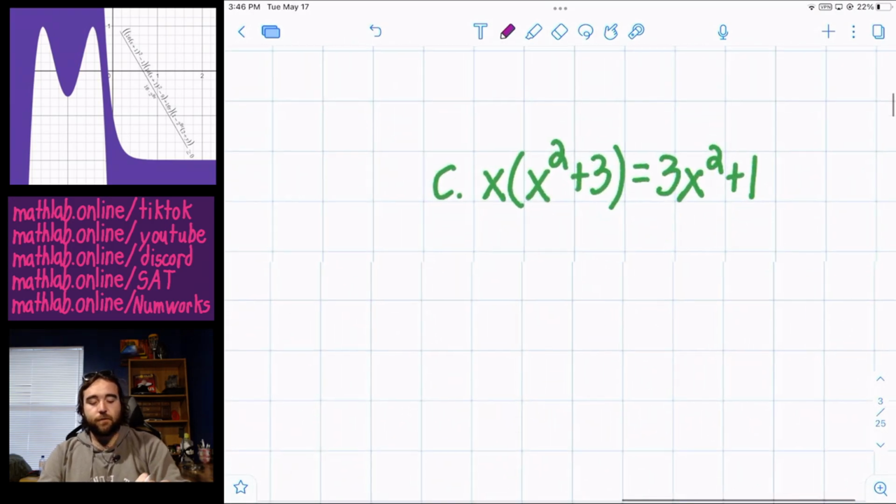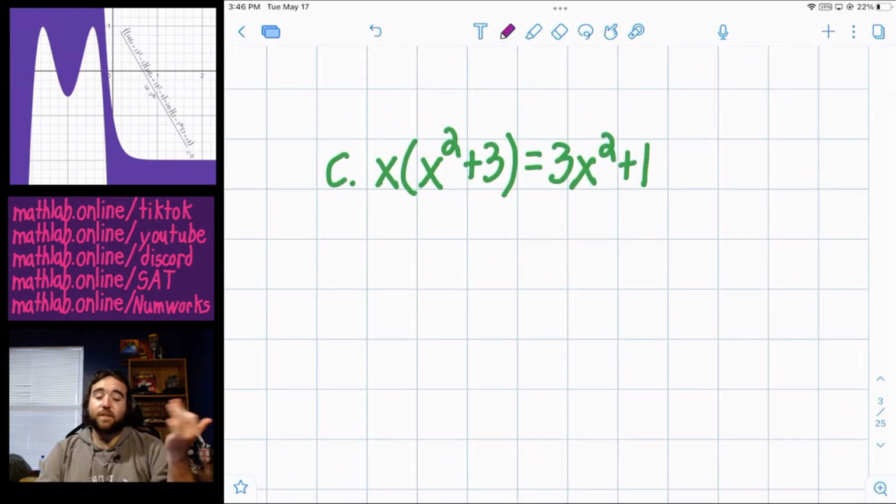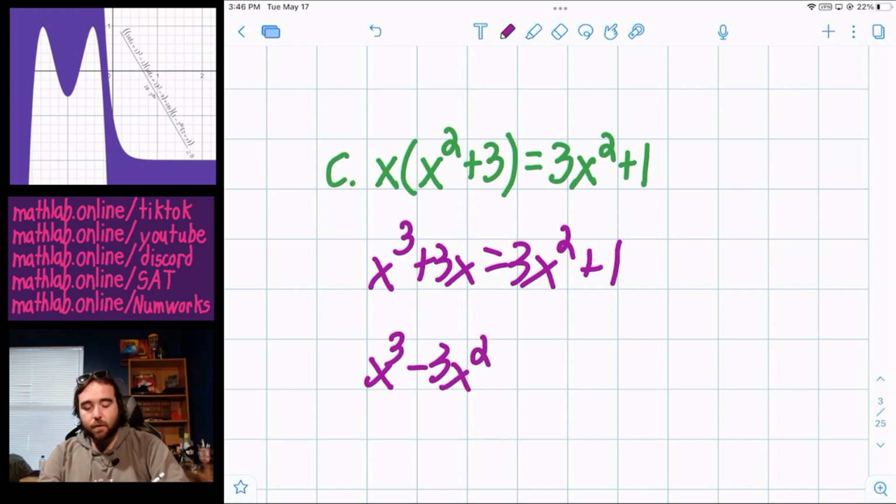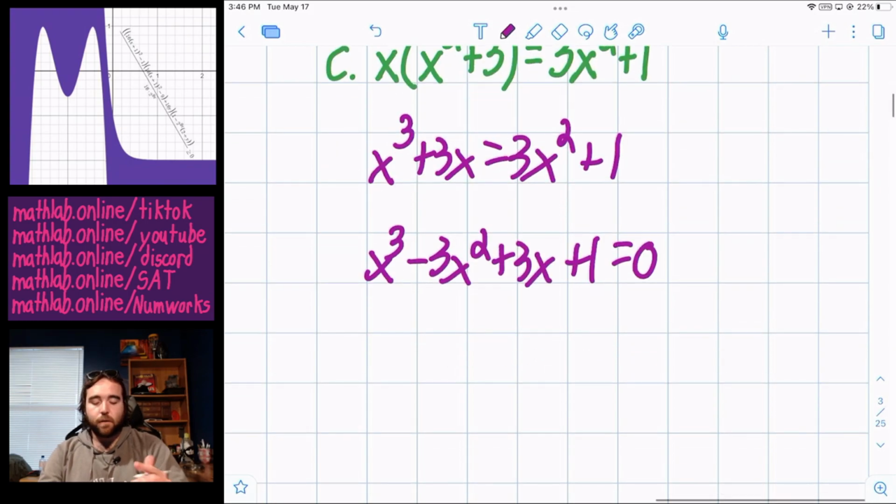And then let's do C. So C looks all jumbled. So we gotta unjumble it first. We gotta distribute this x, make it x cubed plus 3x. And then we gotta get everything to the same side. So that's gonna be x cubed minus 3x squared plus 3x plus 1 equals 0.